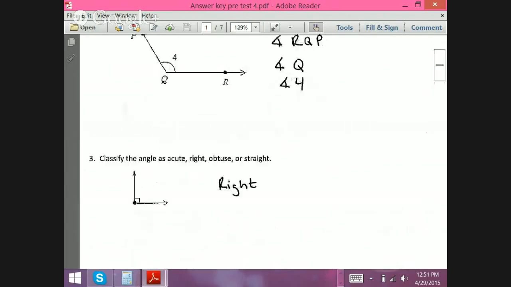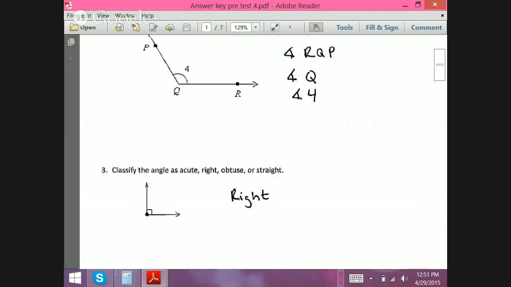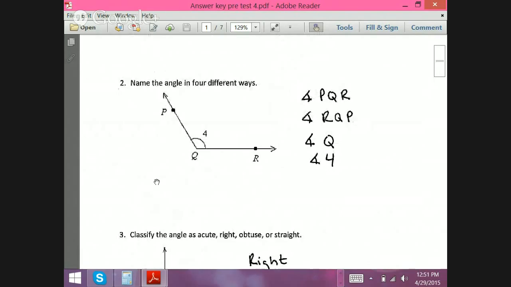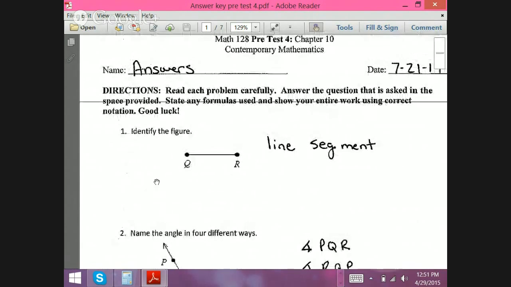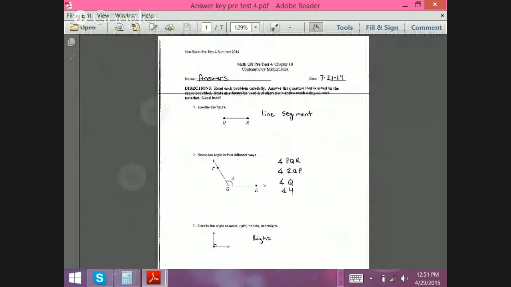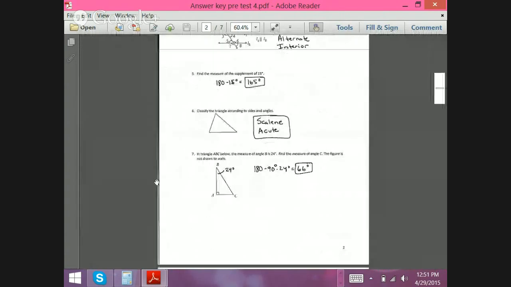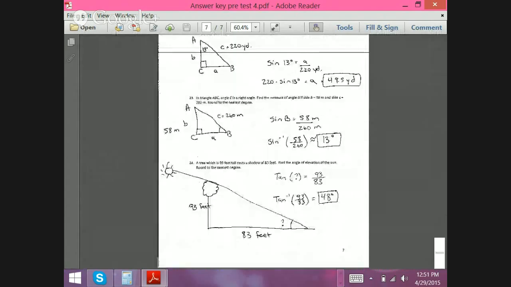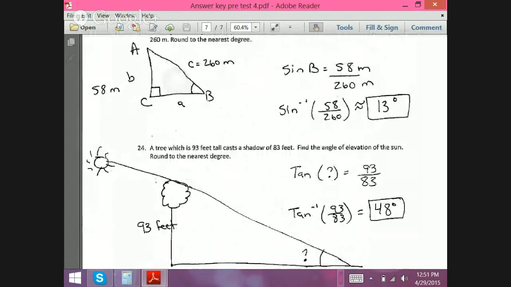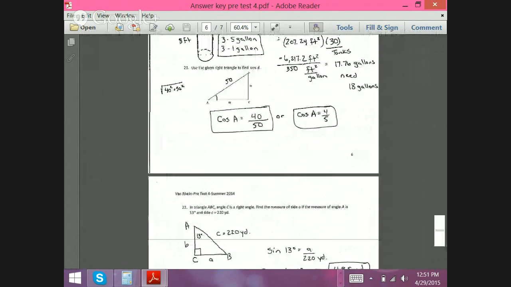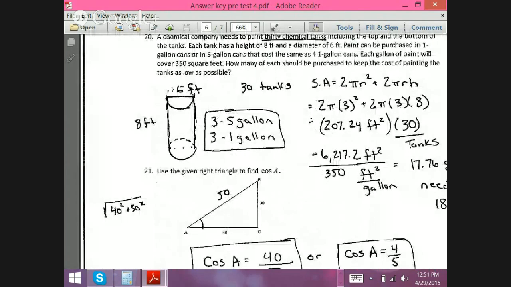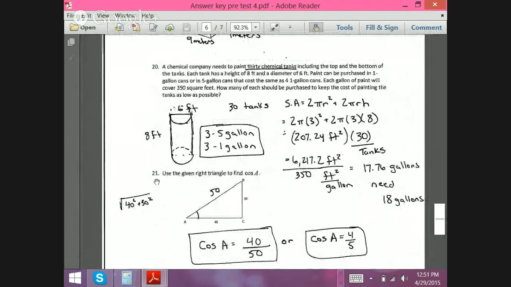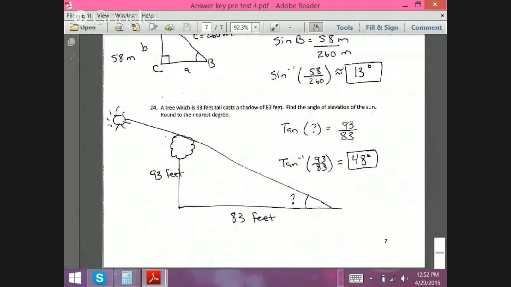So classifying angles: acute, right, straight. 4 ways to name an angle. This test starts off pretty basic, and then at the end, of course, it can get to a more complicated level of questions. Of course, time is a factor here, so I can't give you too many like this without it being worth quite a bit of points. This is a pretest, so I just try to give you a wide range of problems.